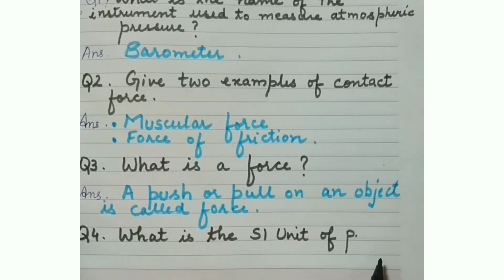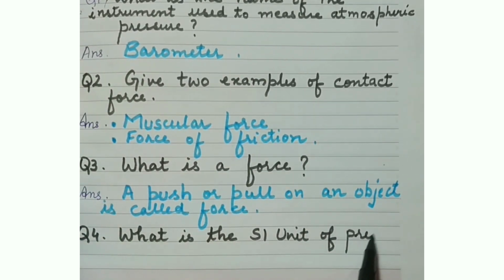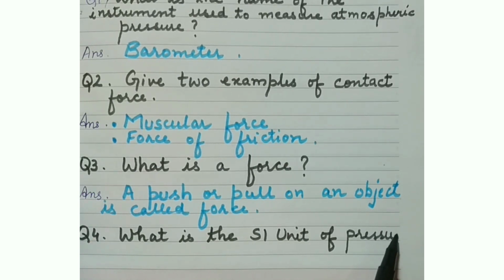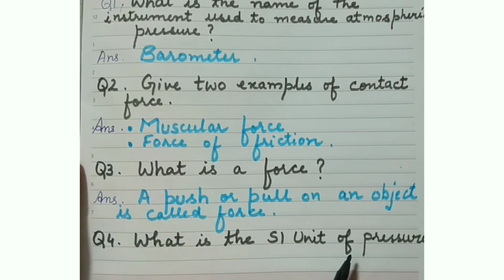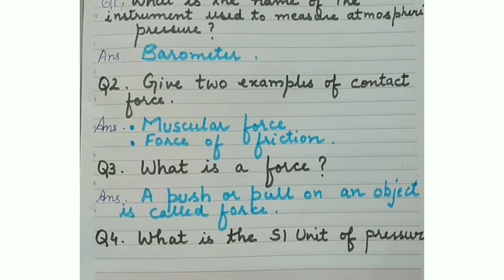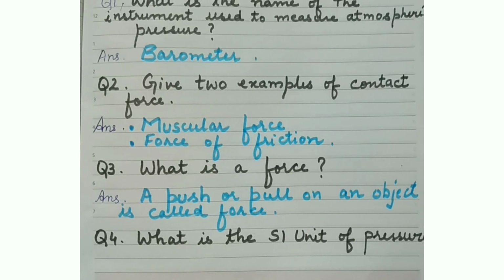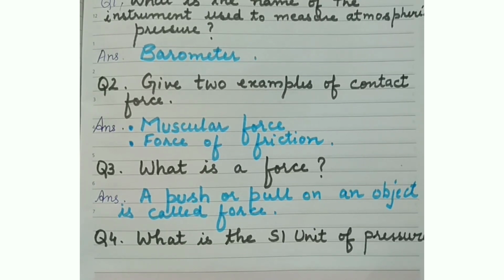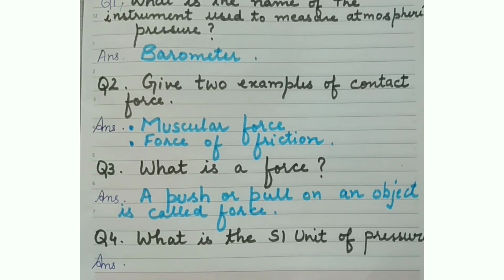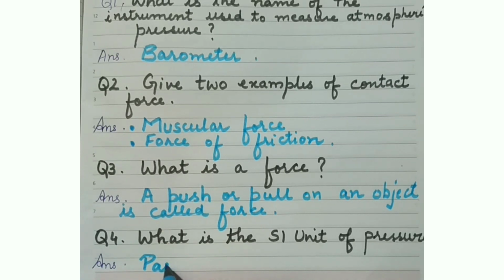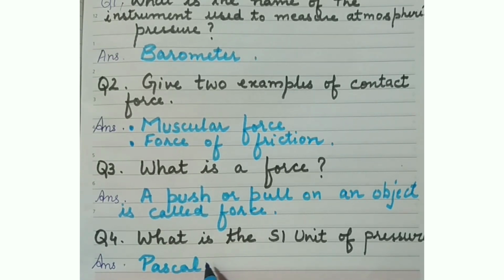Now you must know that SI units are standard units. Throughout world we are using them. A uniformity is there in SI units. So what is the SI unit of pressure? This is very important to know. The SI unit of pressure is Pascal and the symbol is Pa, capital P and small a.